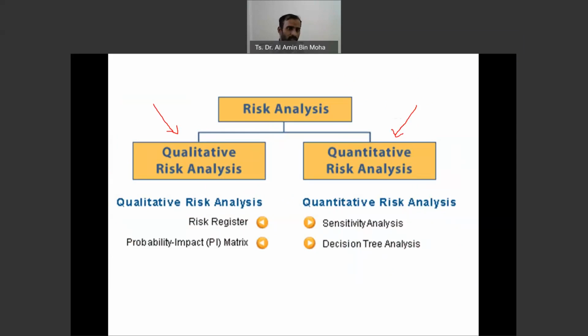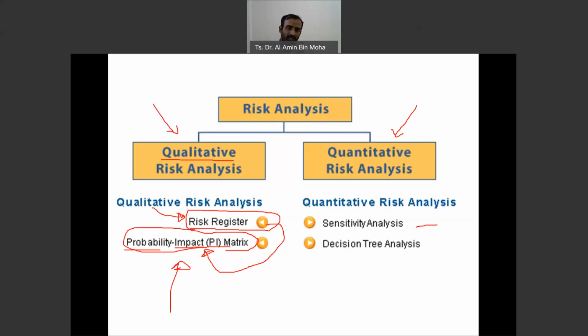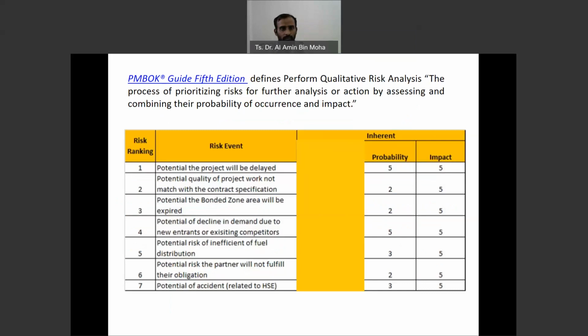I'm happy to say that the risk register that we discussed earlier is also a part of qualitative risk analysis. But we need to take it to another level to identify the probability of it and also the impact. So we are going to develop a kind of measure, the PI matrix, or what we call the probability and impact matrix. This is for qualitative risk analysis. We also have quantitative risk analysis, which is sensitivity analysis or decision tree analysis.